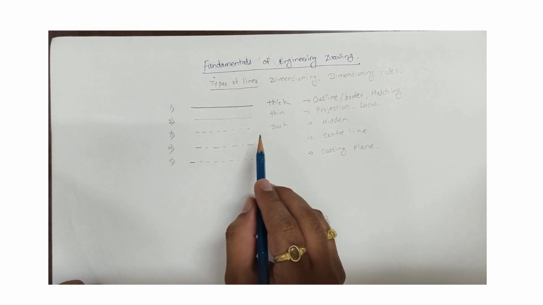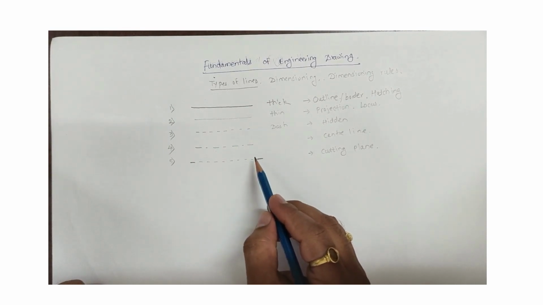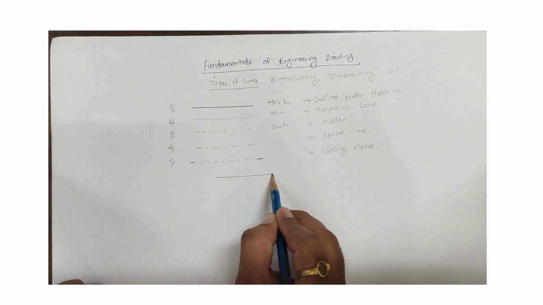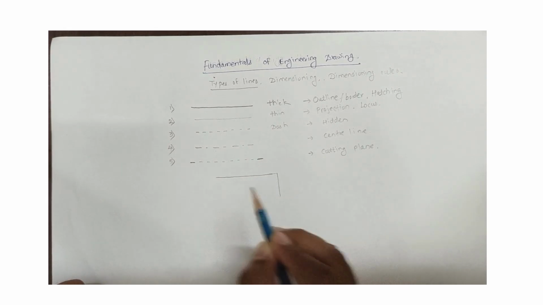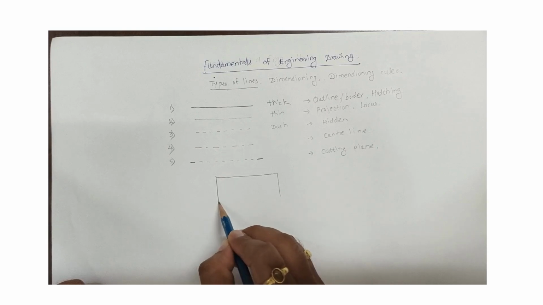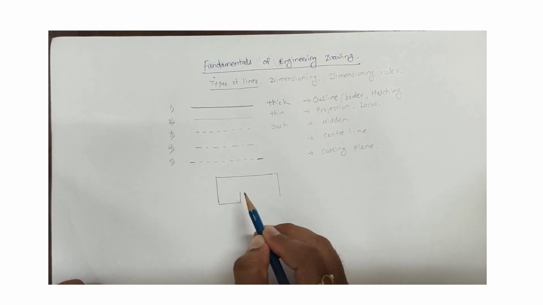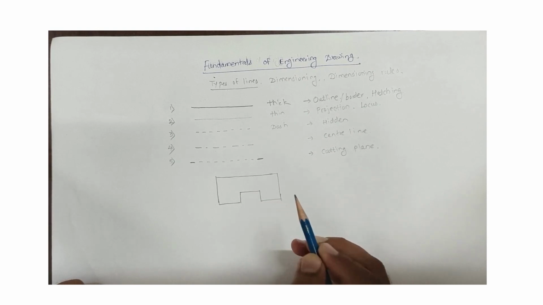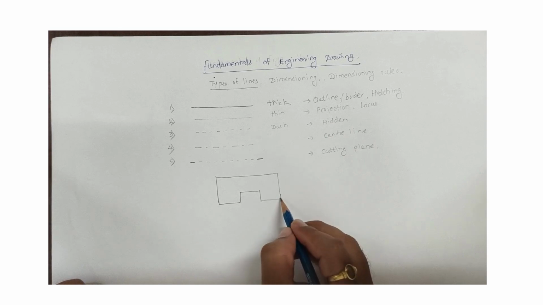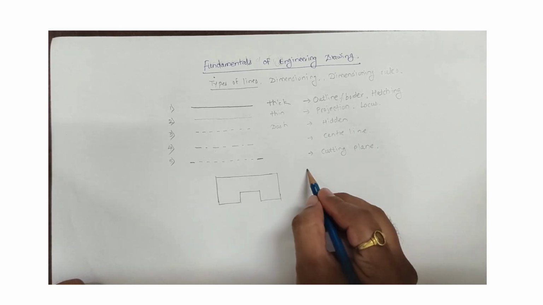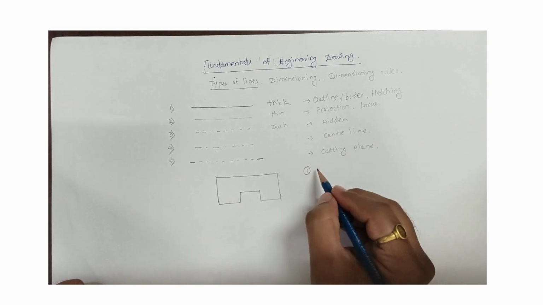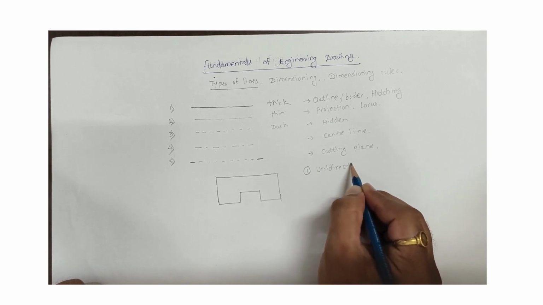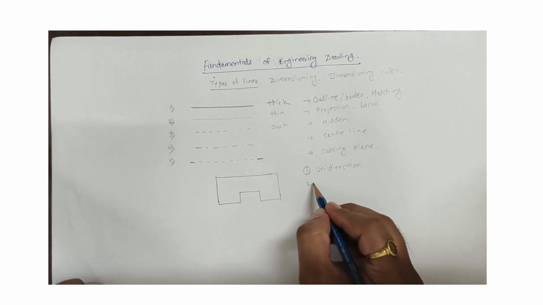To make an engineering drawing, we take the help of these types of lines. Suppose there is one simple object. After drawing that object, we have to give dimensioning. There are different types of dimensioning. Suppose this is a simple object. To show this dimensioning, there are different types. First is nothing but the unidirectional, and another is aligned.